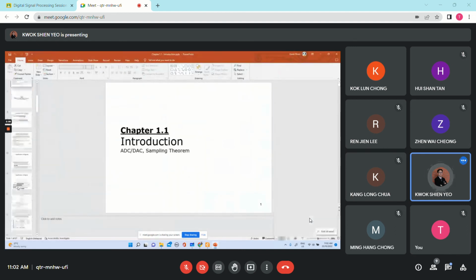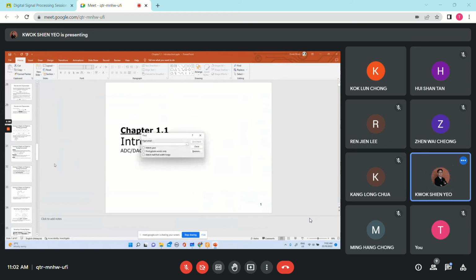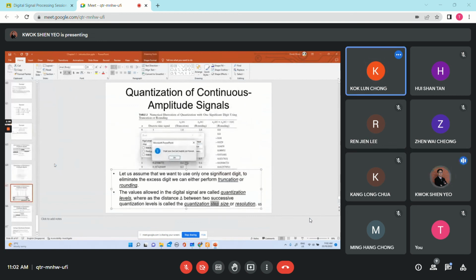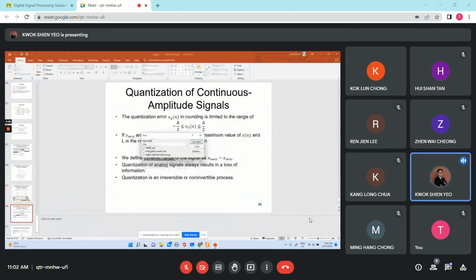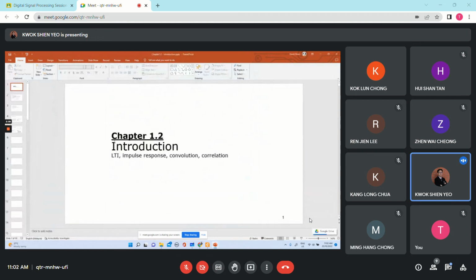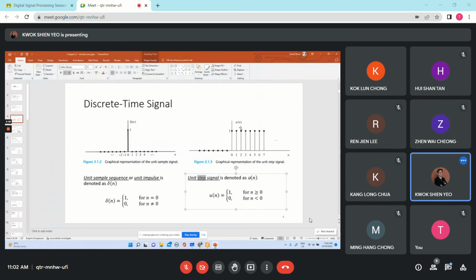Okay, look at the unit step. Let me find it. Is it here? Okay, no. Maybe chapter 1.2. Okay, fine. And so this is the unit step function.